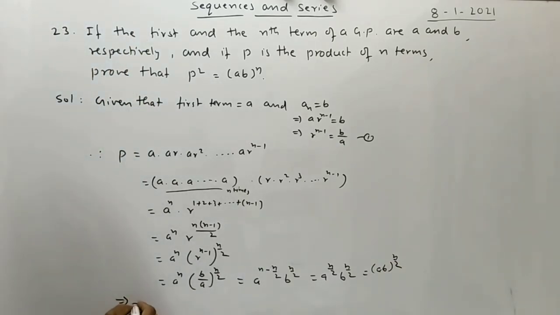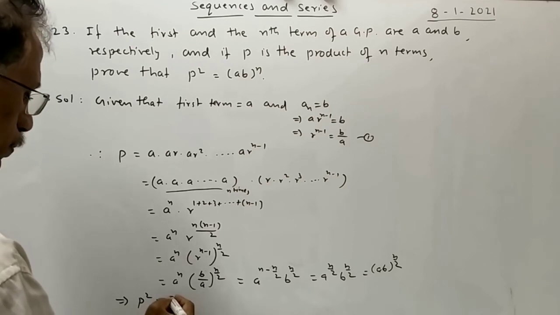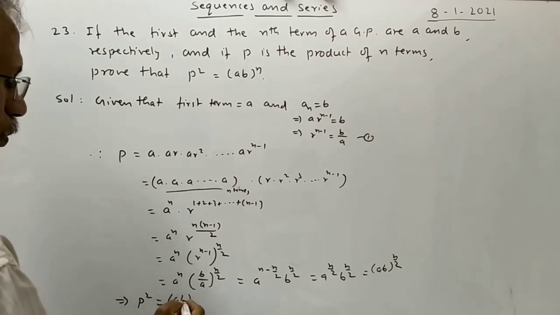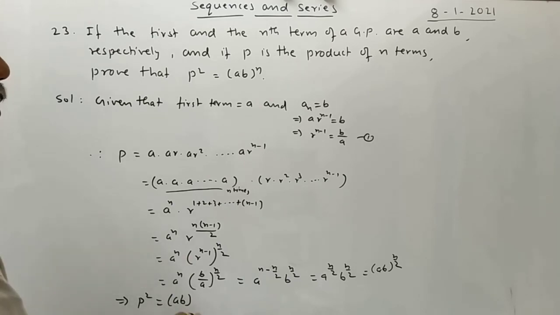This implies p square is equal to, when you square both sides, you will get ab whole raised to the power n.